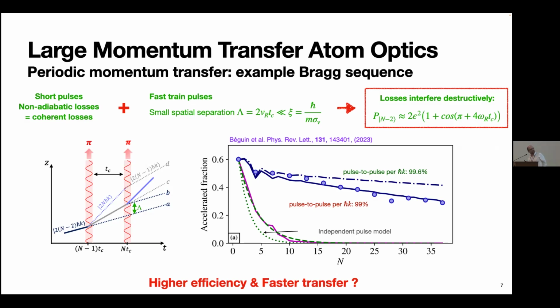So even if you have a very good pulse-to-pulse efficiency, you still have this problem on the edge of the sequence. In addition, I told you that we wanted an efficiency which is much better than 99%. We want 99.9 something percent. So the question that we wanted to study is to have a higher efficiency, and also we would like to speed up again this momentum transfer. In that experiment, we used a 40 microseconds pulse.